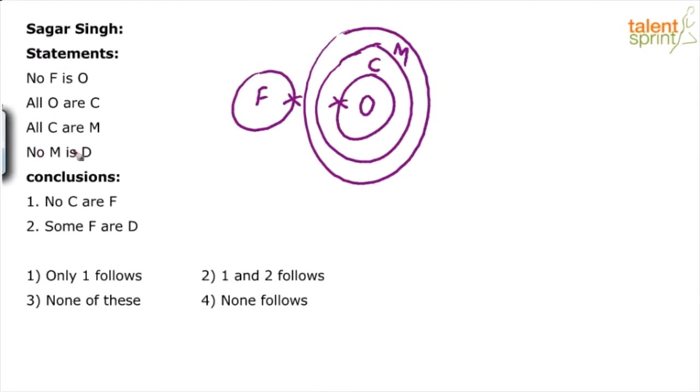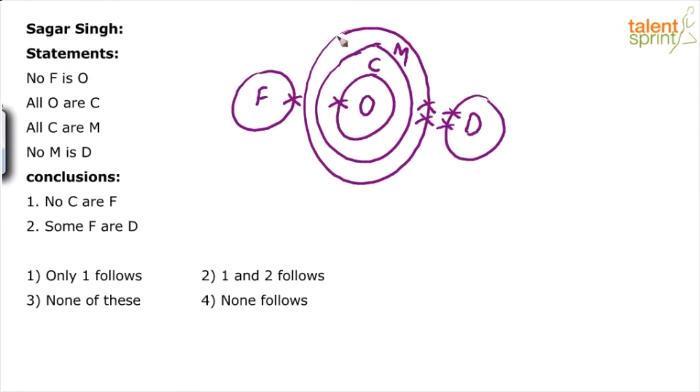And there is one more statement. No M is D. So let me draw D here. No M is D, so M and D cannot overlap. The reason I'm putting two tick cross marks here is to give you clarity that D and M cannot overlap, because both of them have got two cross marks. But D can go and touch F, because F has got only one single cross, and D has got two crosses.